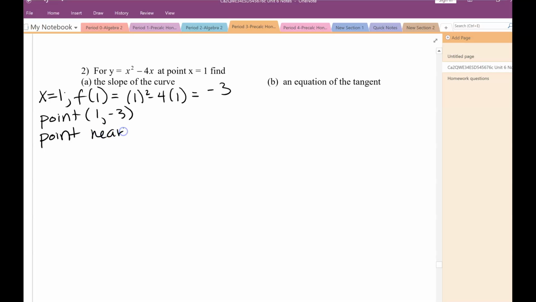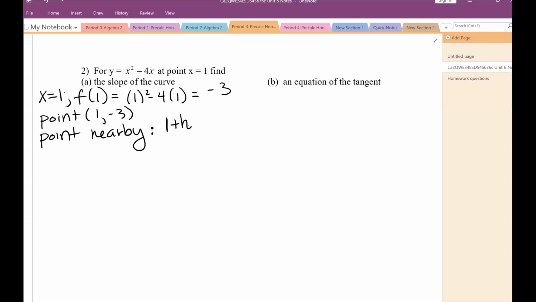So, point nearby. Your current location is 1. Now hold it right there. Would you guys agree with that comment? Your current location is 1. I want a point nearby. That means it can be on the left or on the right, it doesn't really matter. I'm going to write 1 plus h. Hold on tight. Don't stress. Okay, 1 plus h.